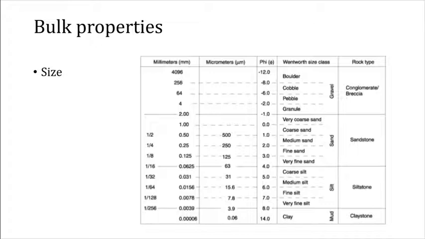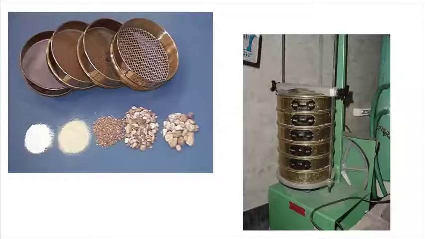So, how do we quantify this? I mean, we've got a fancy formula for calculating phi, but how do we quantify these numbers? How do we separate out the sand by these numbers? Well, we use a set of sieves. And there it is. And sorry, everyone, something went sideways.